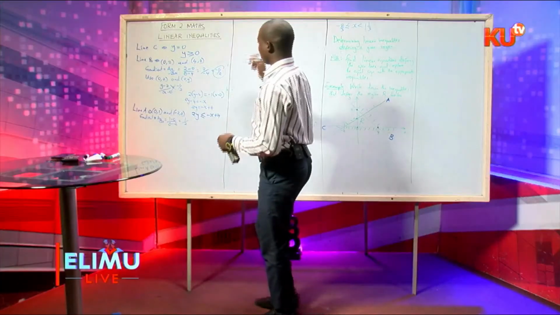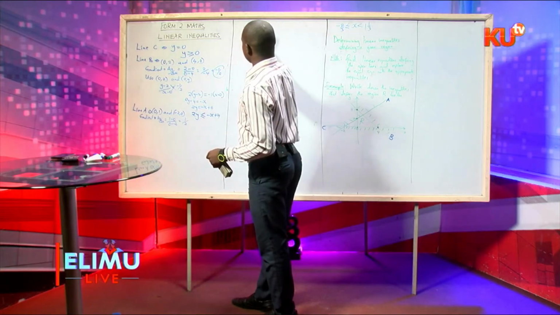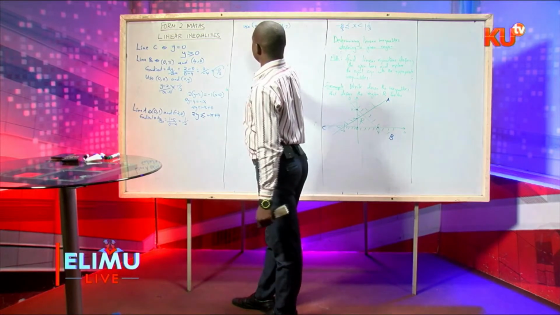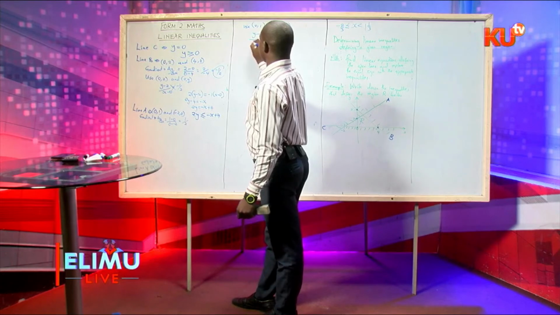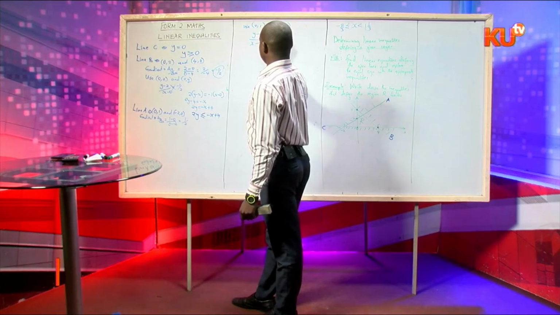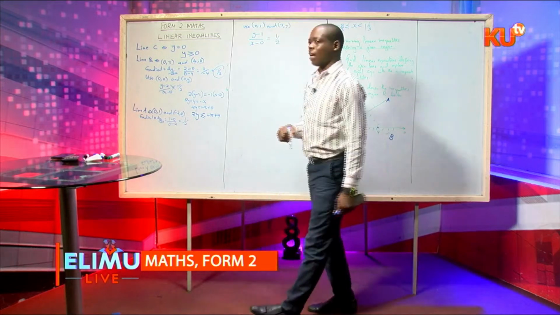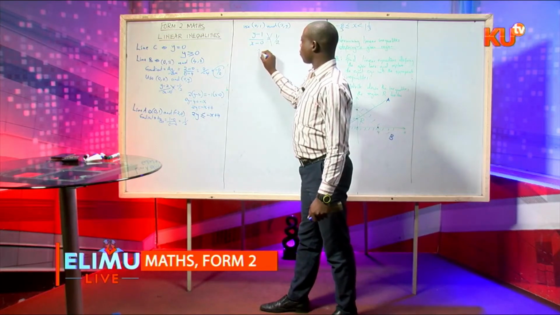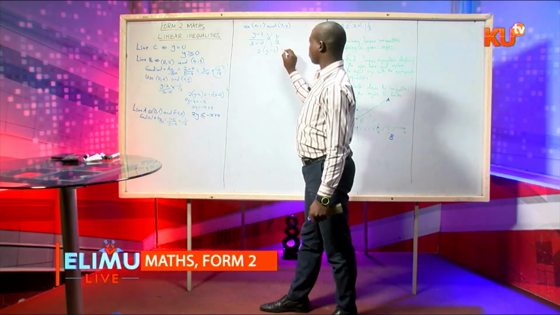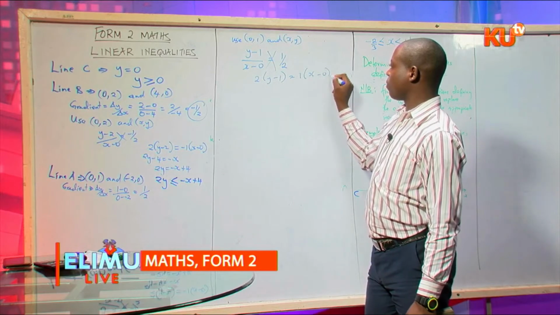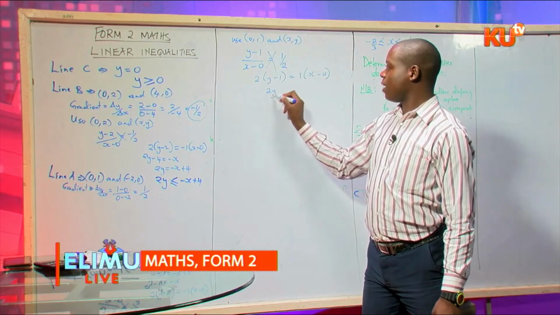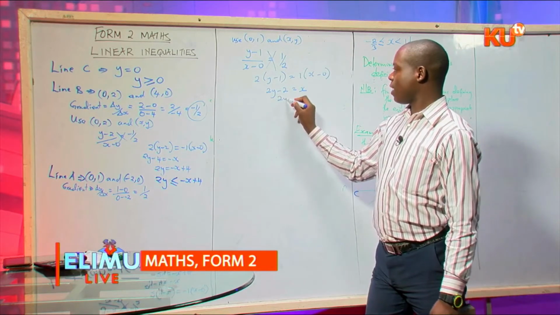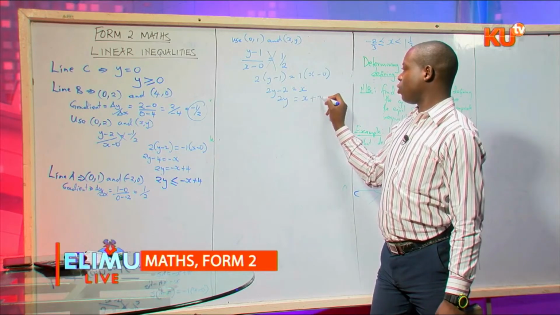So if we do that, we now use the point 0, 1 and xy. So y less 1 over x less 0 is equals to the same gradient determined as a half. And so we cross multiply to have twice into y less 1 equal to 1 into x less 0. So this is 2y less 2 is x. And therefore 2y is equals to x plus 2.